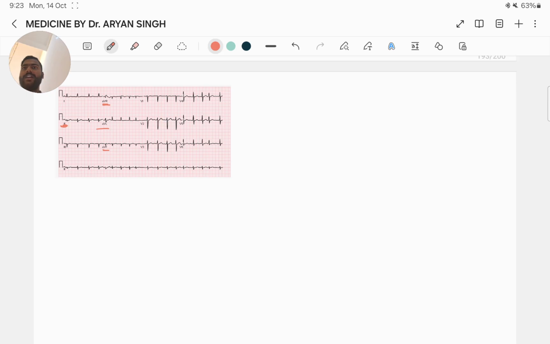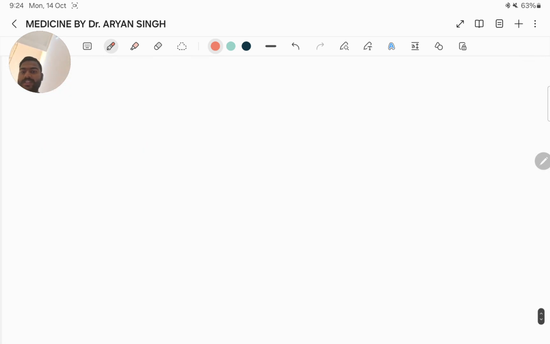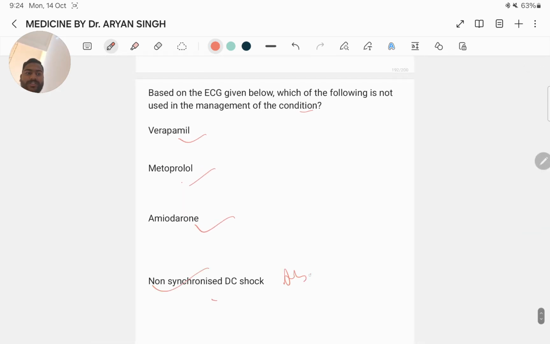Synchronized DC cardioversion can be used. Non-synchronized DC shock, or defibrillation, is not used in the management of this patient. The only indications for defibrillation, or unsynchronized cardioversion, are pulseless ventricular tachycardia and ventricular fibrillation. Here the ECG shows atrial fibrillation, with an irregular rhythm, absent P wave and narrow QRS complex. So the answer is non-synchronized DC cardioversion.